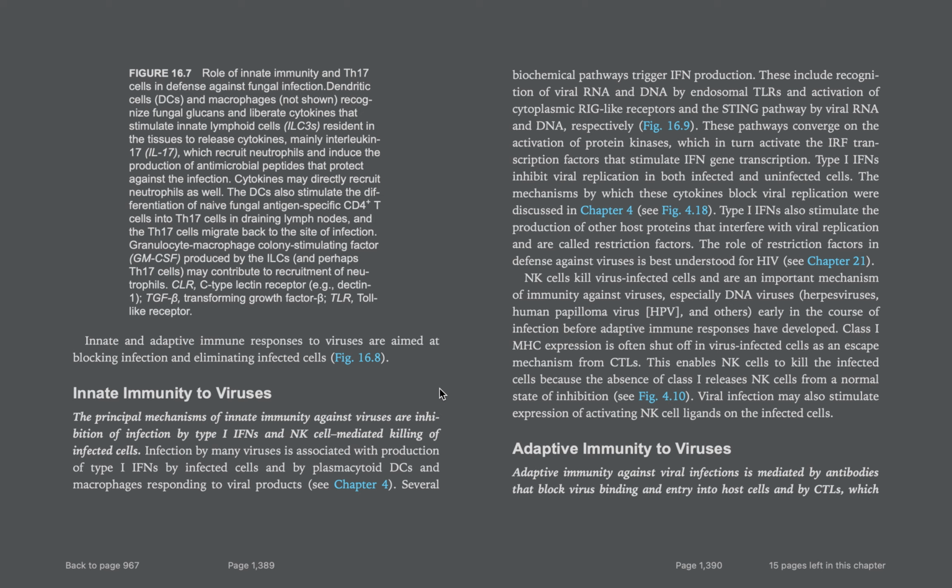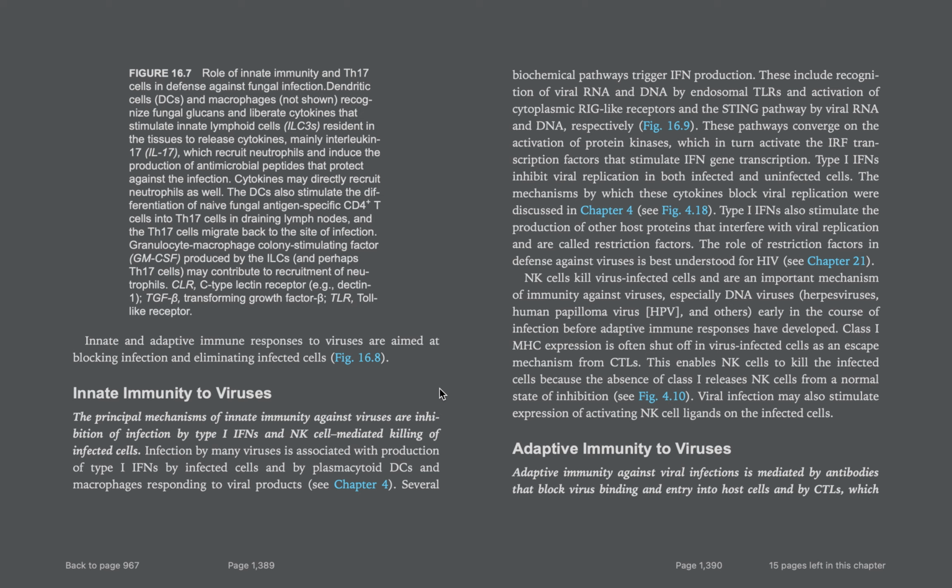Class 1 MHC expression is often shut off in virus-infected cells as an escape mechanism from cytotoxic T cells. This enables natural killer cells to kill the infected cell because the absence of class 1 releases natural killer cells from the normal state of inhibition. Viral infection may also stimulate expression of activating natural killer cell ligands on the infected cell. Adaptive immunity to viruses.